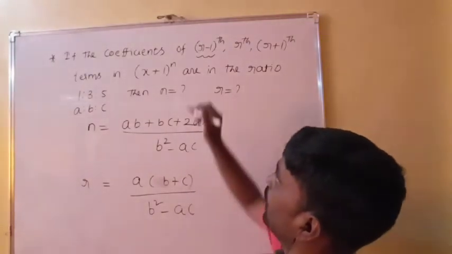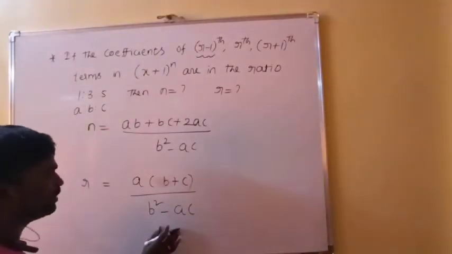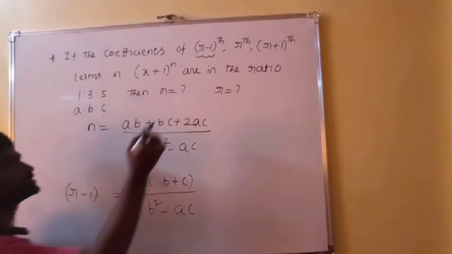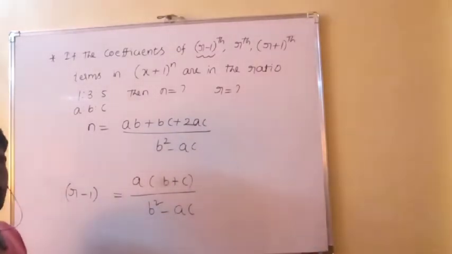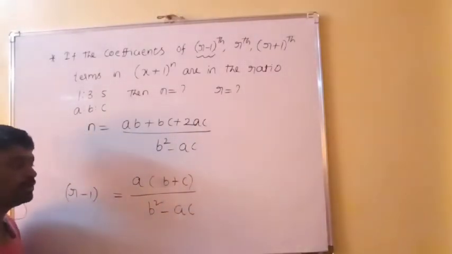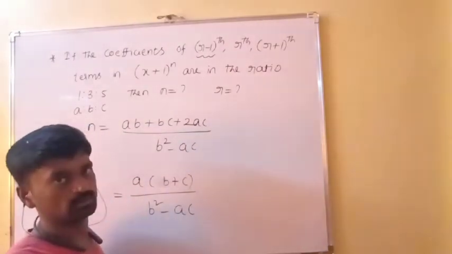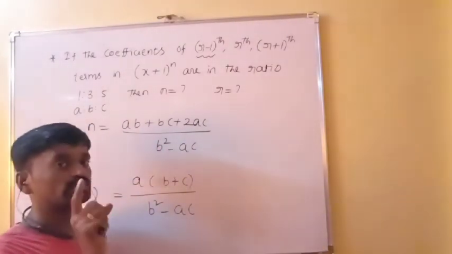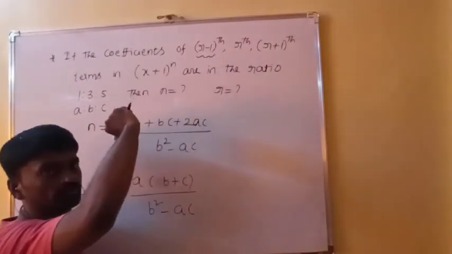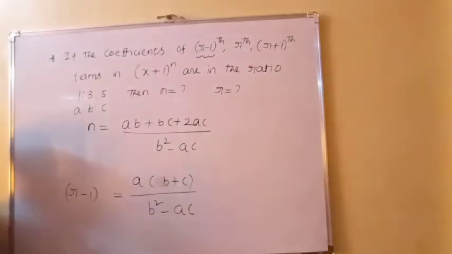But here, what are the terms? r minus 1, r, r plus 1. So that is why this formula is not for r, it is for r minus 1. Because here, instead of r, what we have is r minus 1, whereas in the formula it is r, r+1, r+2. Then the r value is A into (B + C) by (B square minus AC). But here the question has r minus 1, r, r plus 1. So the first term should be r for this formula to hold, but here the first term is r minus 1. So in the same formula you have to replace r by r minus 1.